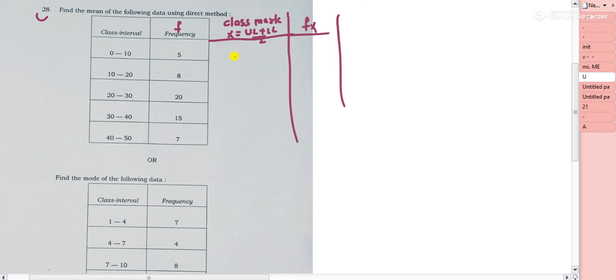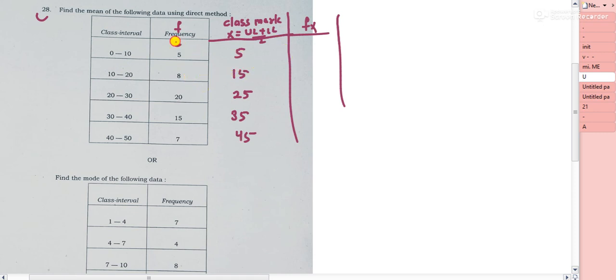It is 5, so I will write it directly. Now 10 plus 20, 30 by 2, 15. 20 plus 30 is 50, 50 by 2, 25. 30 plus 40 is 70 by 2, that is 35. 40 plus 50 is 90 by 2 is 45. If you see them carefully, it is just the middle number of 0 and 10, that is 5. 10 and 20, 15. Got it? So like that also you can write.